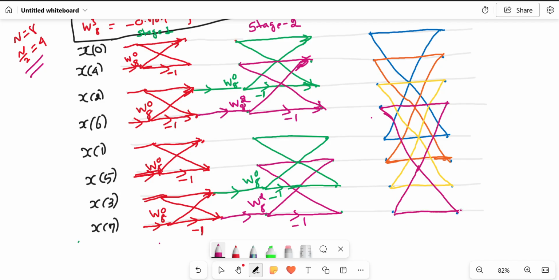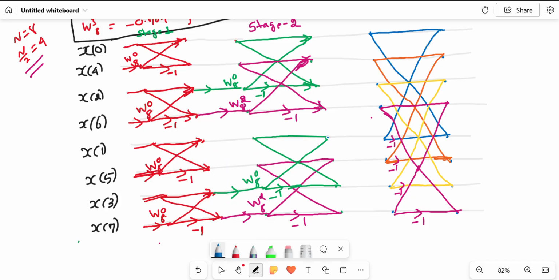Okay. This is the first. So all the lower wings should have -1. This butterfly should have -1. This butterfly should have -1. This butterfly lower wing -1. This butterfly lower wing -1. So all this butterfly.